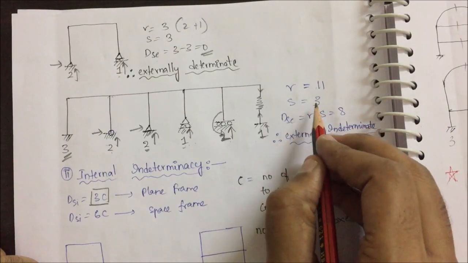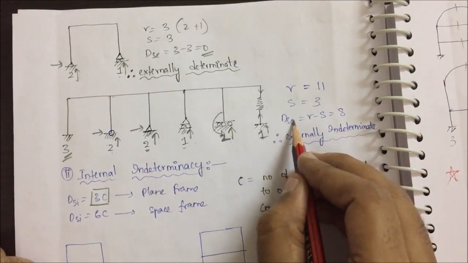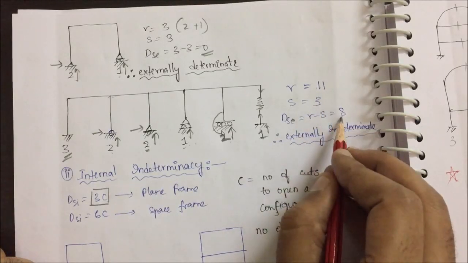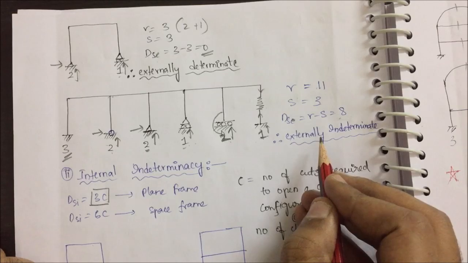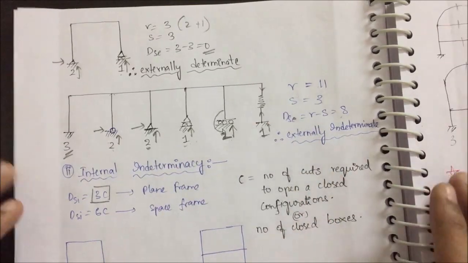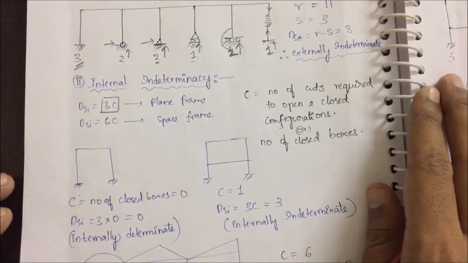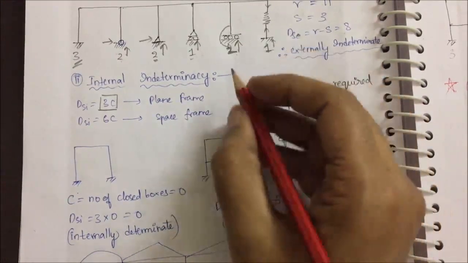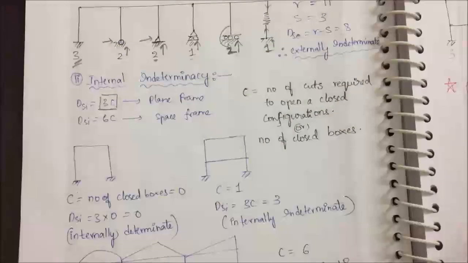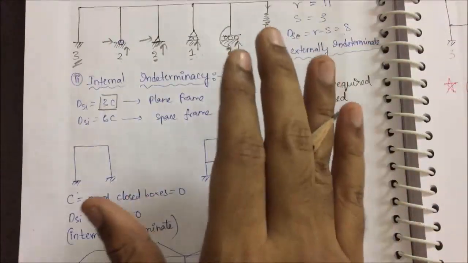And the number of equilibrium equations, I have 3. Therefore my DSE is R minus S, 11 minus 3 is equal to 8. Obviously it is an externally indeterminate structure. Simple. Done. Now a very important concept. Let us enter internal indeterminacy for frames. Okay, only for frames. Then we will study it for trusses. Now it is only for frames.